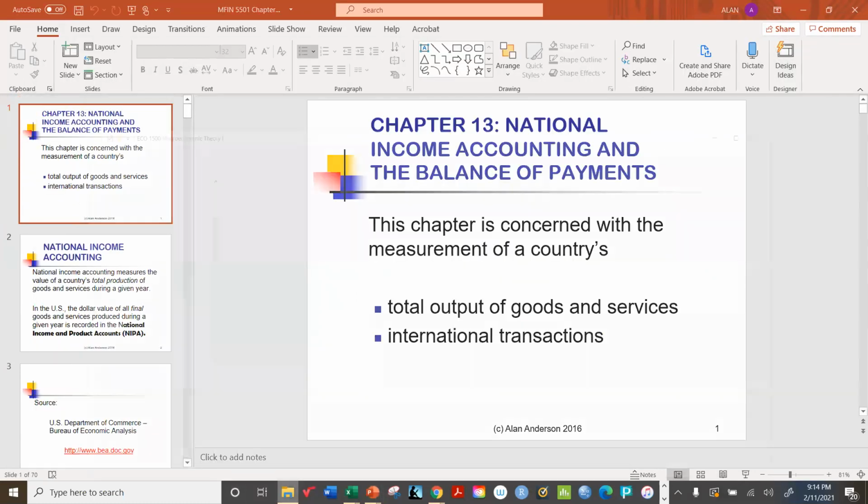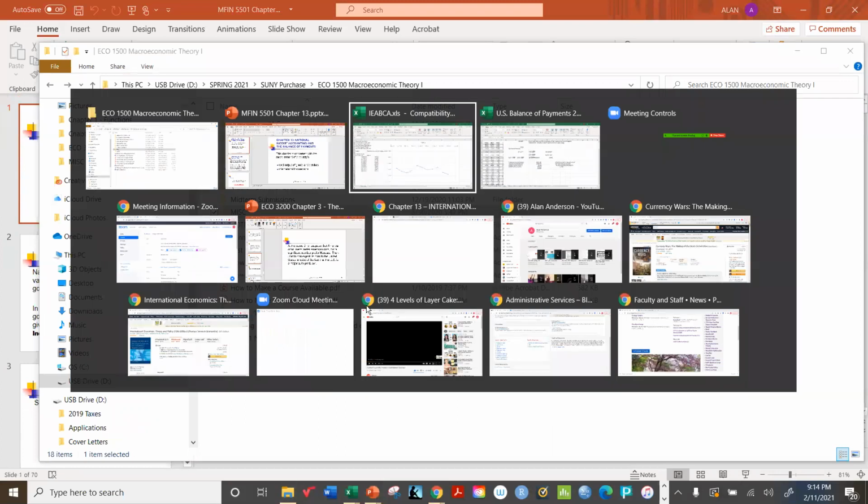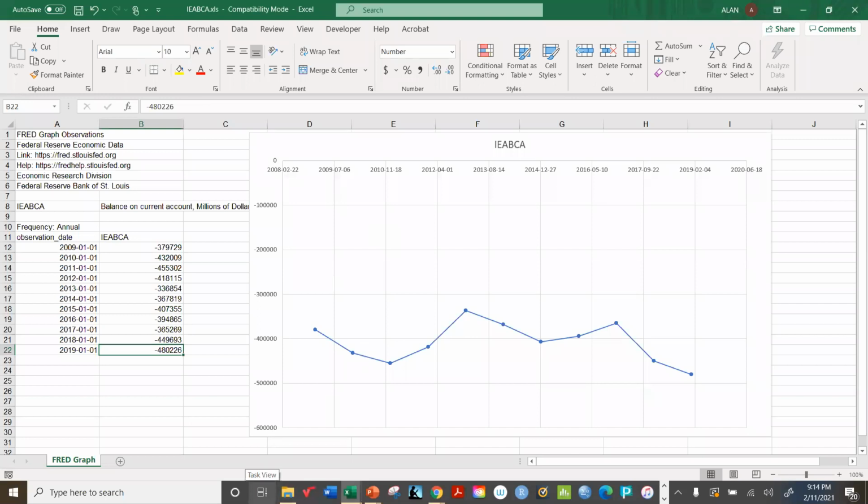let's see, what are we looking at in chapter 14? Oh boy. Well, you know what? I'll find it in my files.